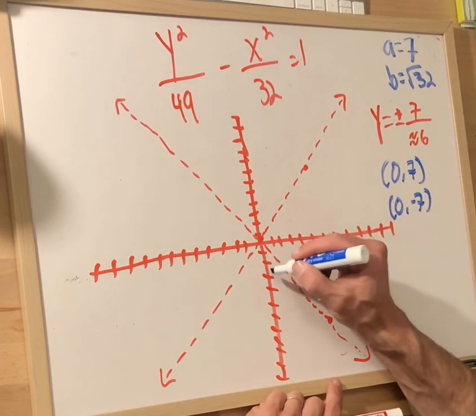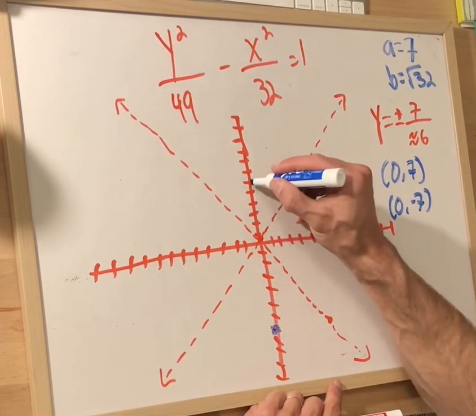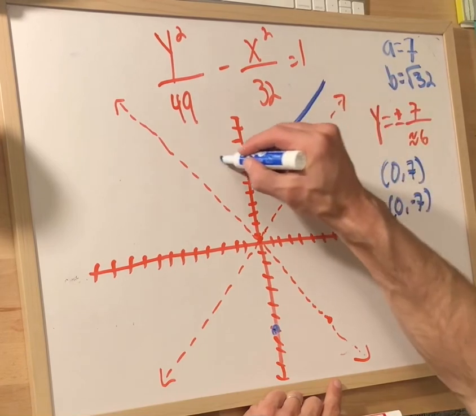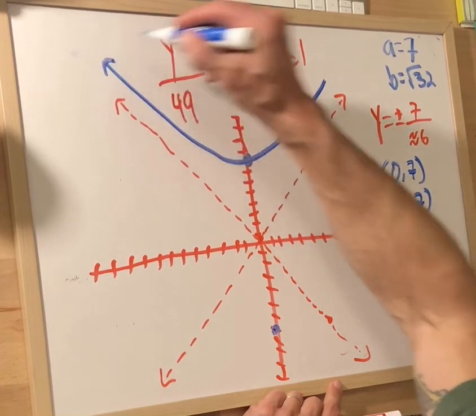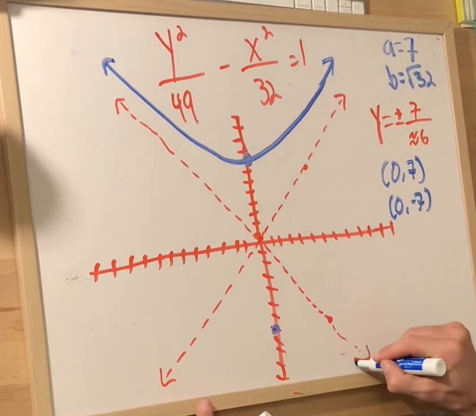So 1, 2, 3, 4, 5, 6, 7, and 1, 2, 3, 4, 5, 6, 7. And it's going to start to follow this, something like this. It's going to be wider. The wider your asymptote lines are, the wider your curve is.